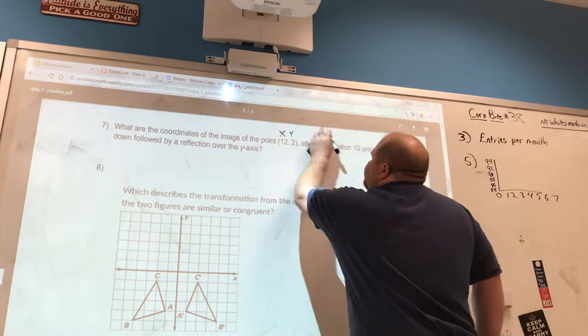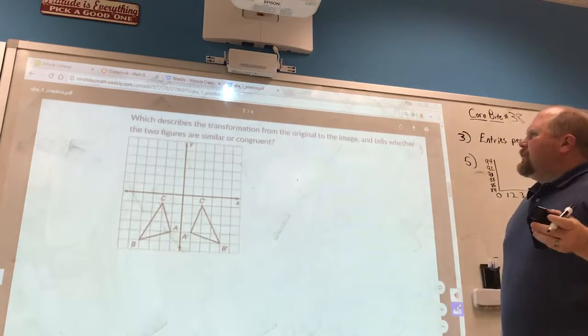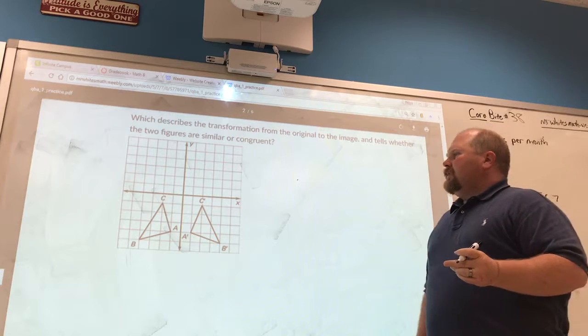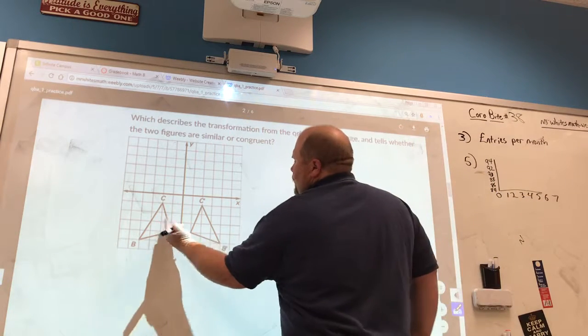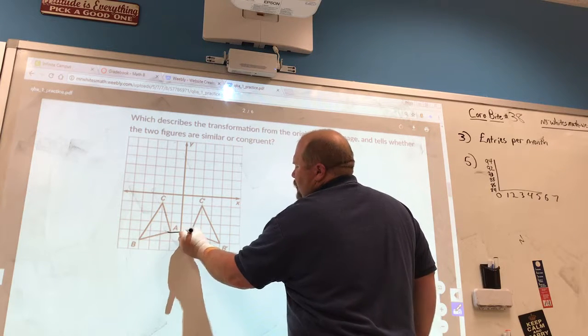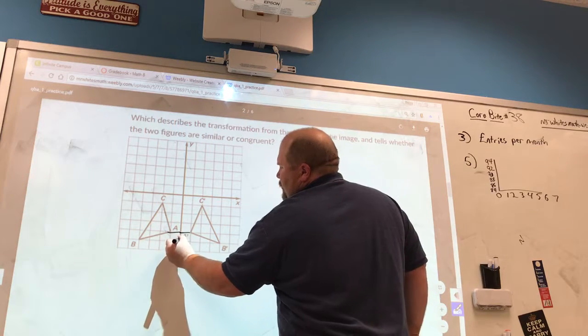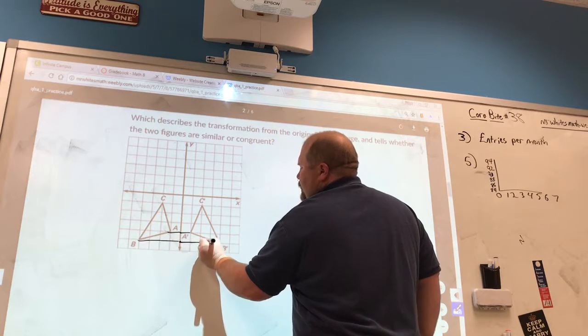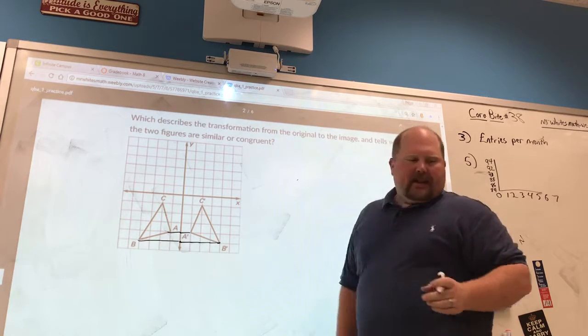Problem number 8. Which describes the transformation from the original to the image and tells whether the 2 figures are similar or congruent. Well, you can see that you have a mirror image. A was 1 unit from the axis. A prime is 1 unit from the axis. B was 1, 2, 3, 4 from the axis. B prime is 1, 2, 3, 4. This is obviously a mirror image.